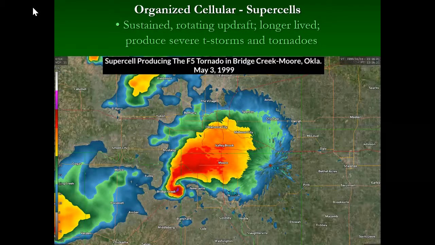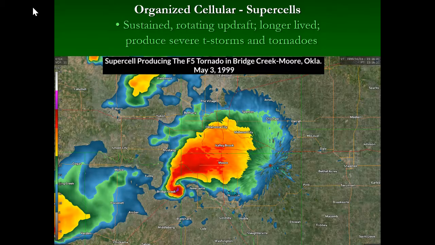And then you have your organized cellular thunderstorms, and these come in the variety of supercells. And you can see pictured here, a massive supercell thunderstorm. This is the one that produced the F5 tornado in 1999 in Moore, Oklahoma. We'll talk about that one when we discuss tornadoes.